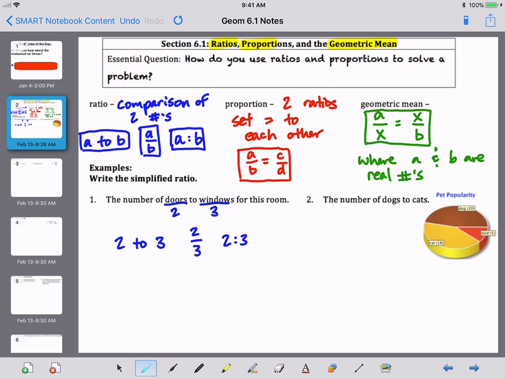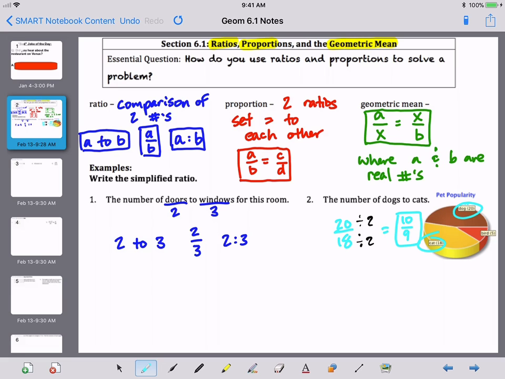All right, the next example, we have the ratio of the number of dogs to cats. If you look in this pie chart, the number of dogs that people chose was 20, and cats is 18. And then we can simplify that by dividing both the numerator and denominator by 2, giving us 10 nineteenths.